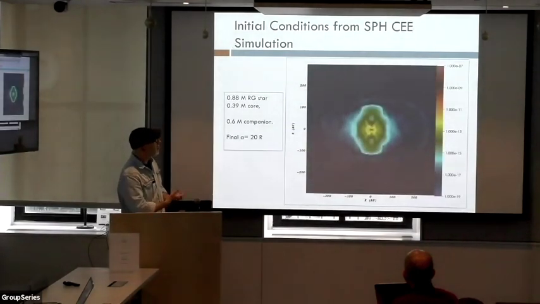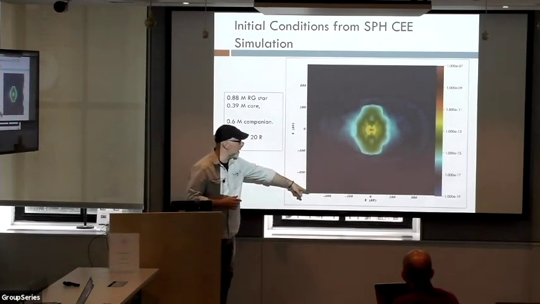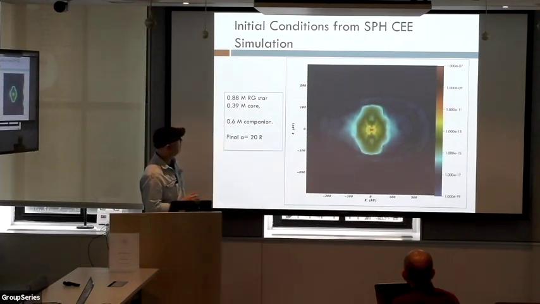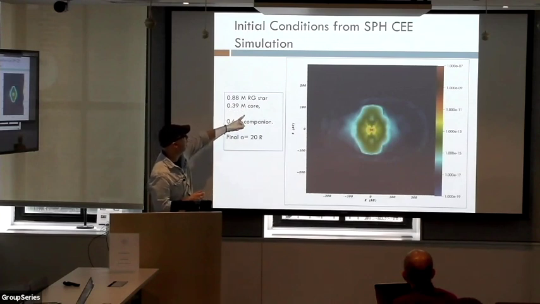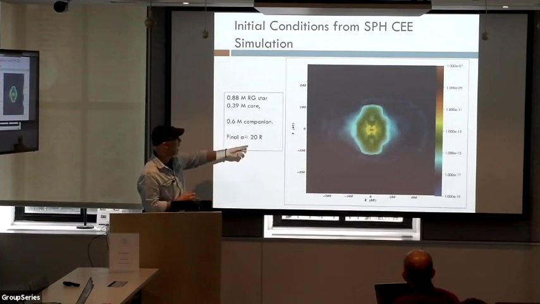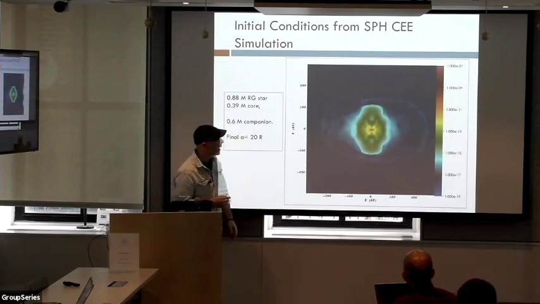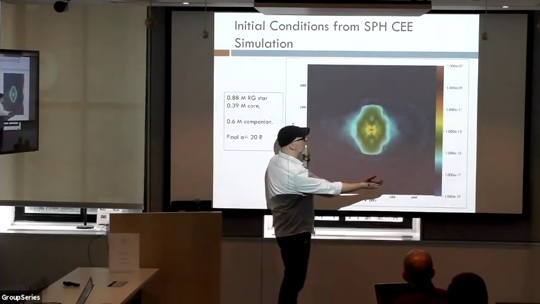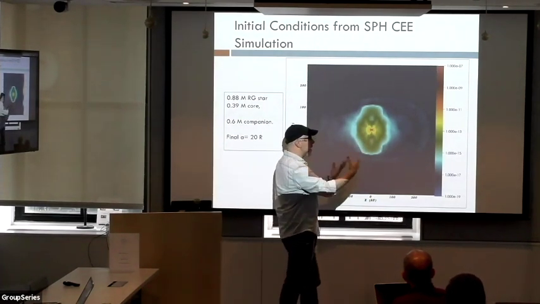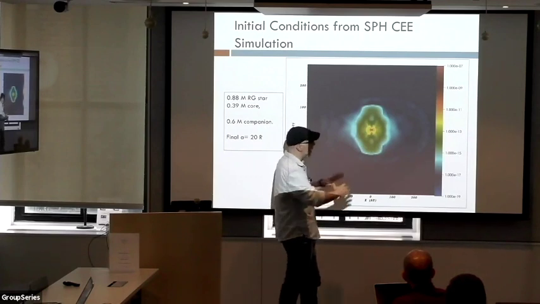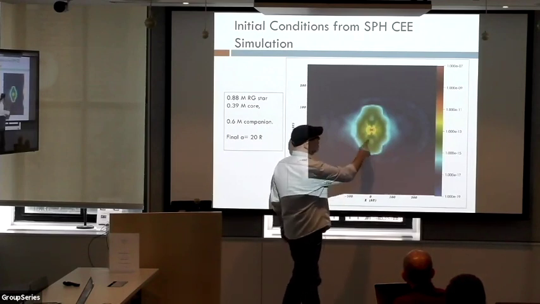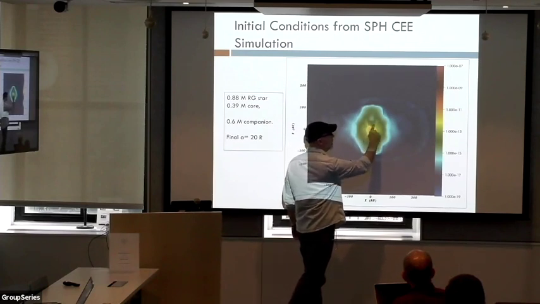And what we're doing is we're starting from an SPH simulation that Ursula and Thomas did. Here is the density distribution. You see the size scales are on the order of 400 AU. Starting off with a 0.8 solar mass red giant, a 0.39 core of that, a 0.6 mass companion, and the final separation ends up at 20 solar radii. What you see is you get this big extended envelope. You also get some, because the evolution is going on, they've let this run for a while, the ejecta is expanding. But the important thing to see here is this very dense torus in here.